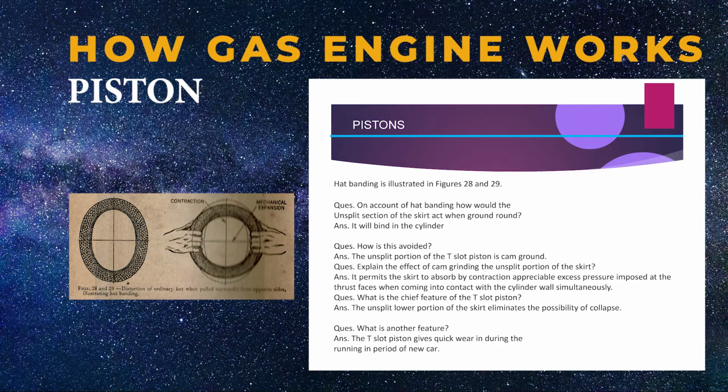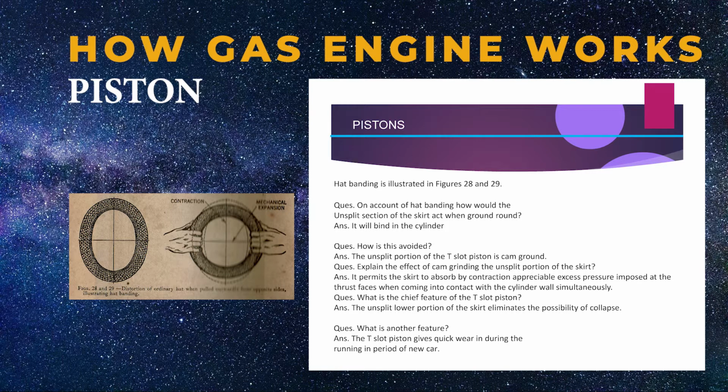Question: on account of hat banding, how would the unsplit section of the skirt act when ground round? Answer: it will bind in the cylinder. Question: how is this avoided? Answer: the unsplit portion of the T-slot piston is cam ground. Question: explain the effect of cam grinding the unsplit portion of the skirt. Answer: it permits the skirt to absorb by contraction appreciable excess pressure imposed at the thrust faces when coming into contact with the cylinder wall simultaneously.